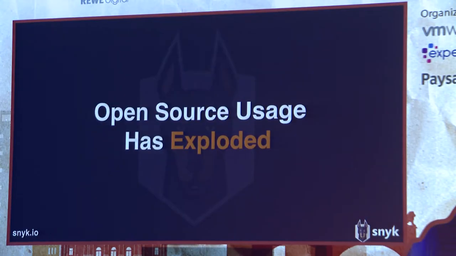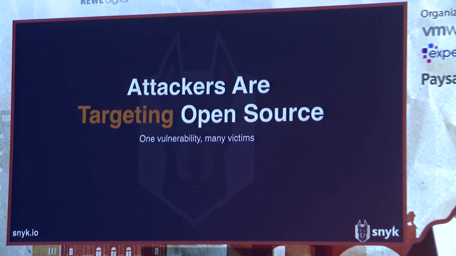So open source usage has exploded, and attackers are targeting open source because, as we mentioned before, one vulnerability has many, many victims. There's no point trying to look inside someone's private code, trying to find a vulnerability, and then once you've spent all that time and effort, you can only attack that one person. Unless you've got a vendetta against that one organization, you might as well focus on open source and then target everyone who's using that open source.